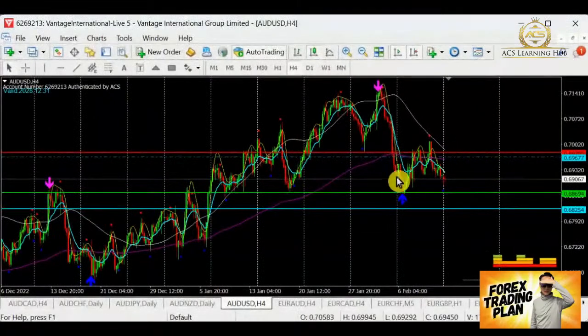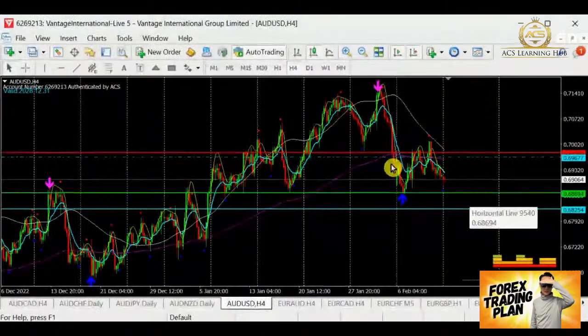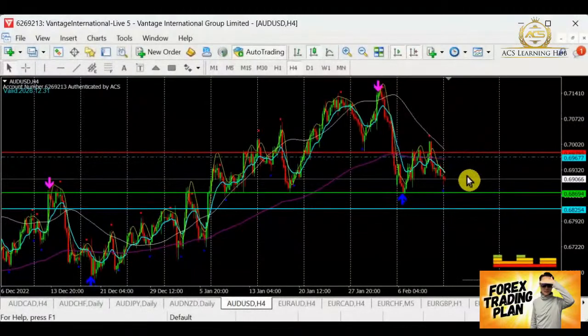At the moment over here, if it tests into this area, that means we have a chance for selling. When we have a chance of selling, let's grab the opportunity. Well, Aussie dollar, I'm going to put this Aussie dollar into the watch list.